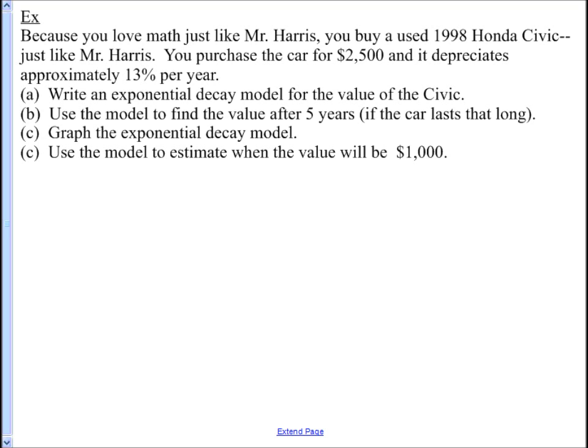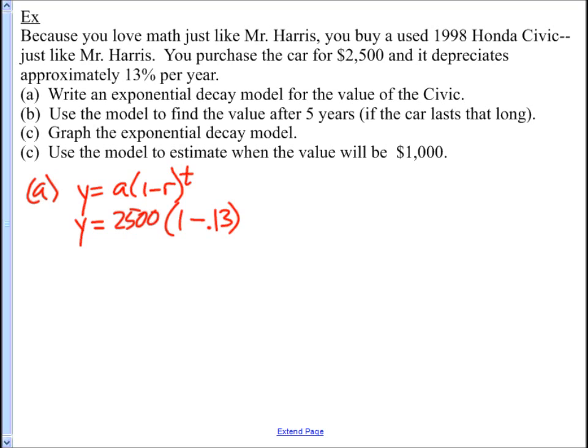Part A, write an exponential decay model for the value of the Civic. Okay, let's do part A first, and we'll go from there. So we say, well, let's use this. Now we bought this thing, so the initial purchase price was 2,500 bucks, right? One minus the rate that this thing depreciates, which is 13%, so we're going to say 0.13 for our R here, and to the time T. So this ends up being 2,500, of course, 1 minus 0.13 is going to give you 0.87, to the T. Okay, so there's our model.